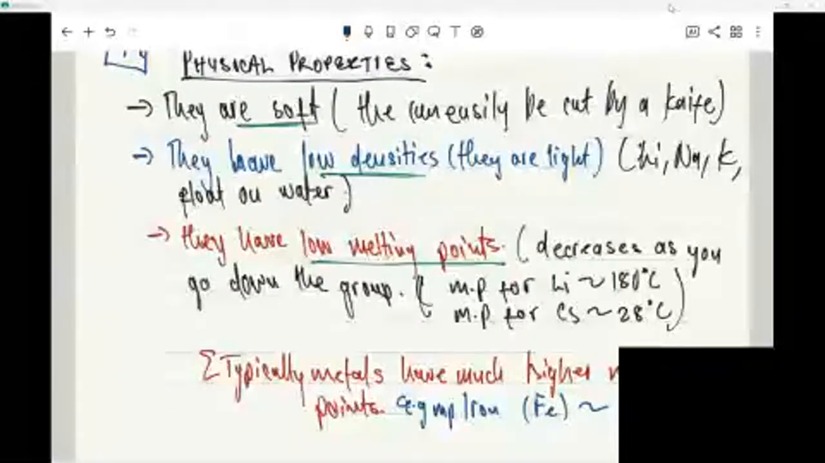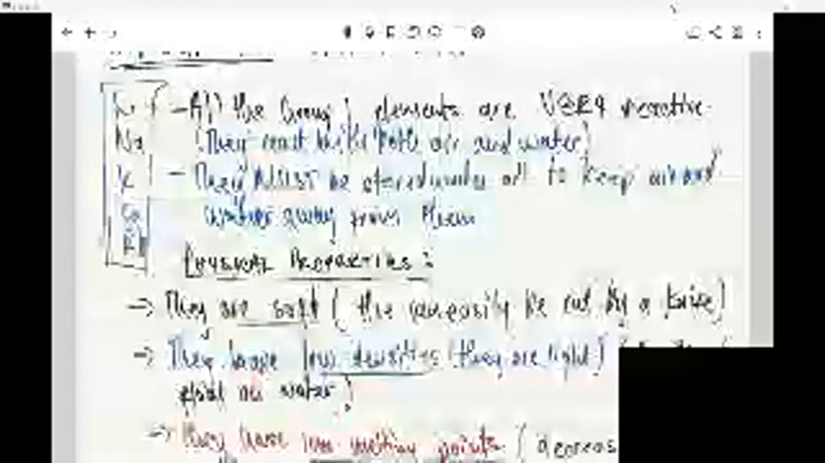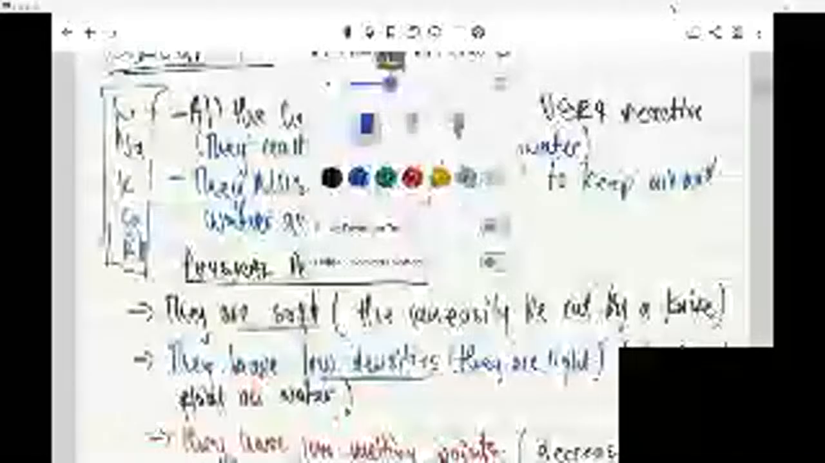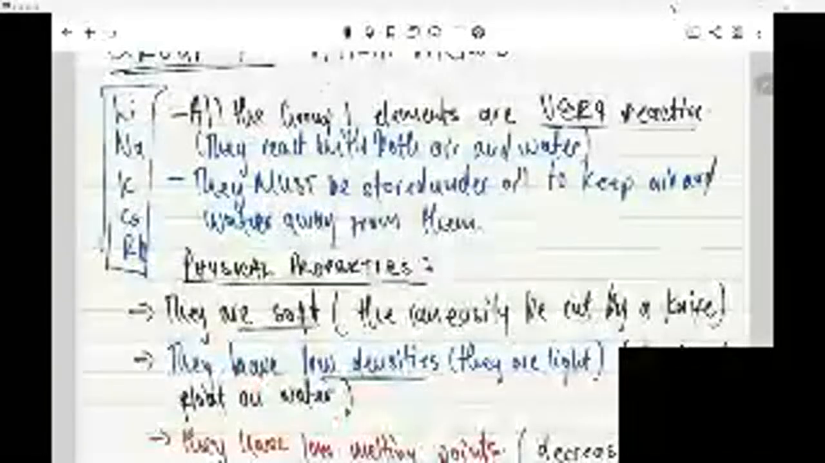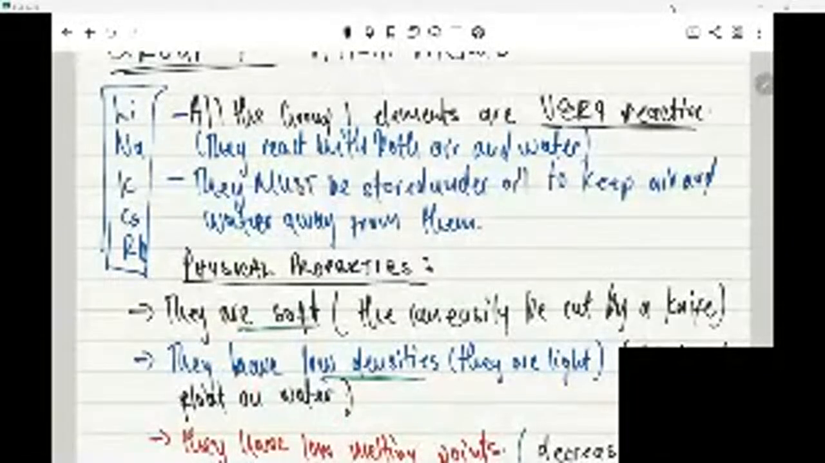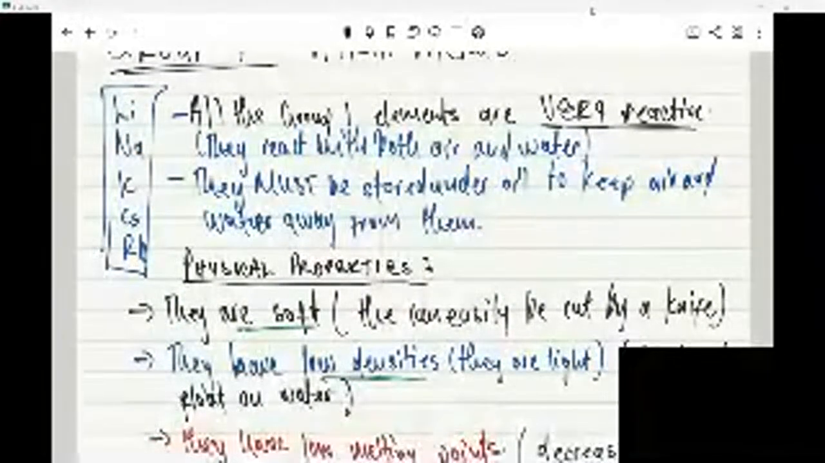So those are the physical properties of group 1 metals. What is it for chemical properties? They are very reactive. Sometimes you see people say that they are extremely reactive with both air and water. So oil is the one that will create a barrier.